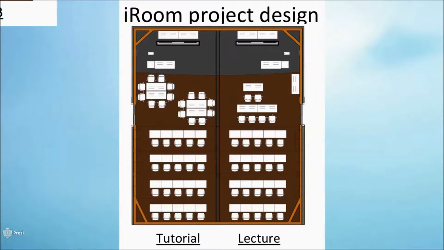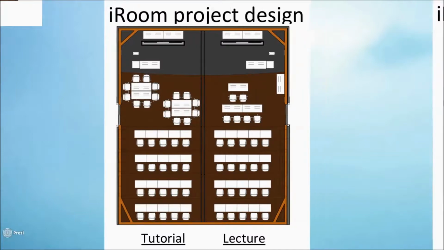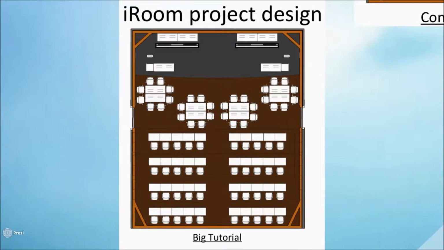This design also allows higher flexibility in the use of the two parts of the room. As you can see, the left part can be used as a tutorial for some kinds of discussion, while the right part can be used as a lecture. Also, with the Skyfold system turned off, we can conduct a big tutorial with a large discussion involving about 32 or even 40 people.